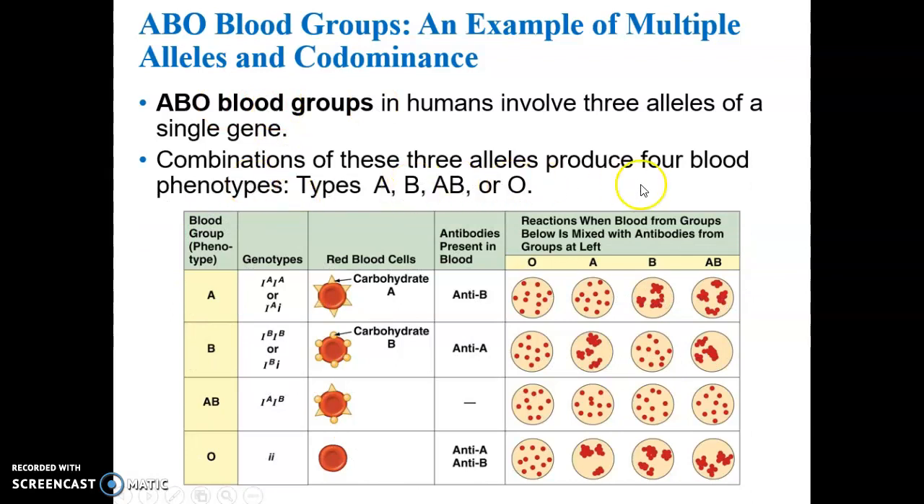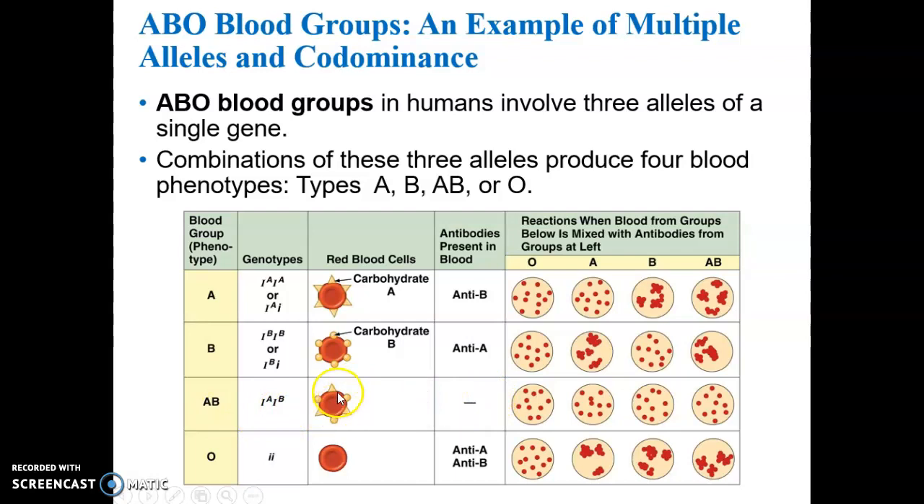So the combination of the 3 alleles produces 4 common blood types. Okay? Now, we all have 2 alleles because we inherit them from our parents. So if you're homozygous A, you're going to be blood type A. If you're A and absent, like you don't have a second allele, you're still blood type A. If you are homozygous BB, you're blood type B. If you're B and 0, or absent, you're blood type B. If you have the alleles A and B, then you're blood type AB.